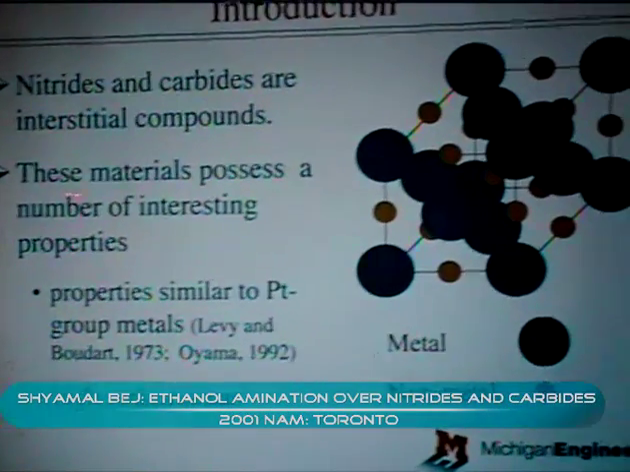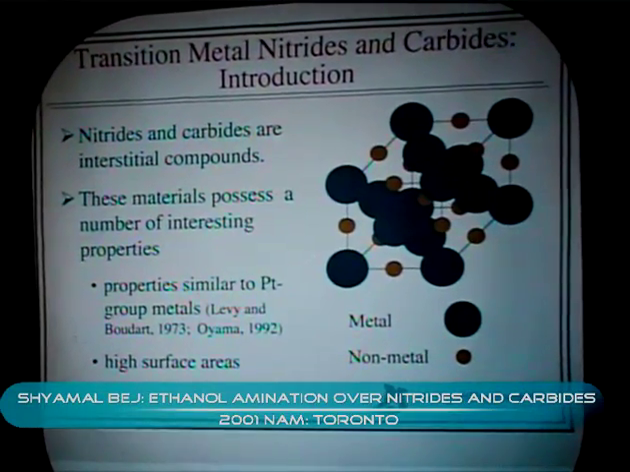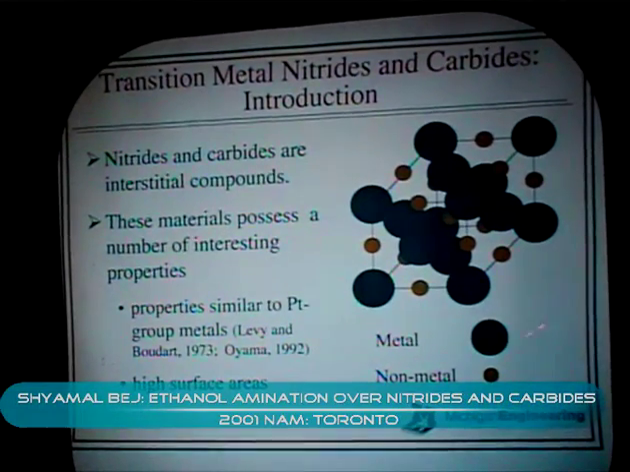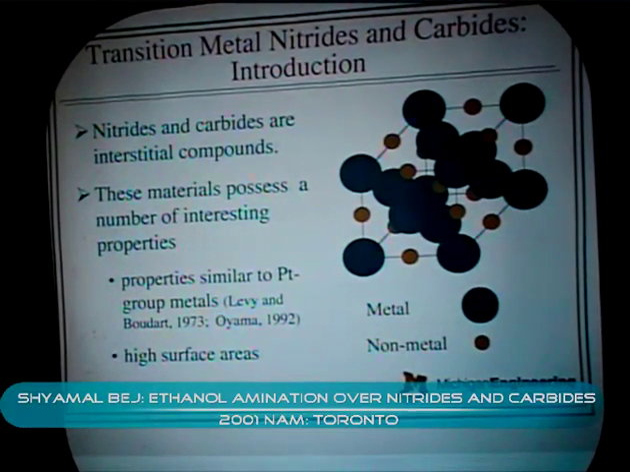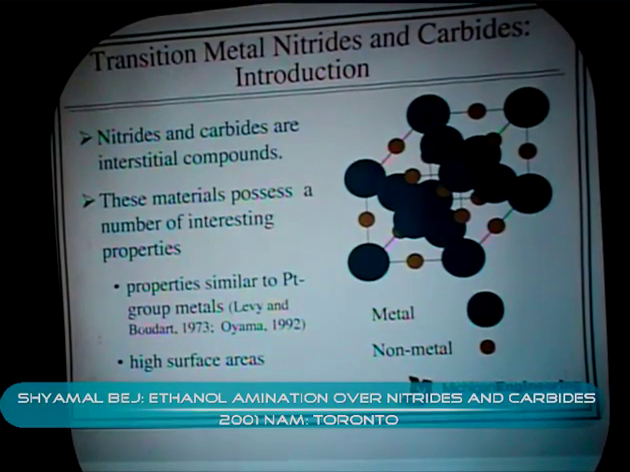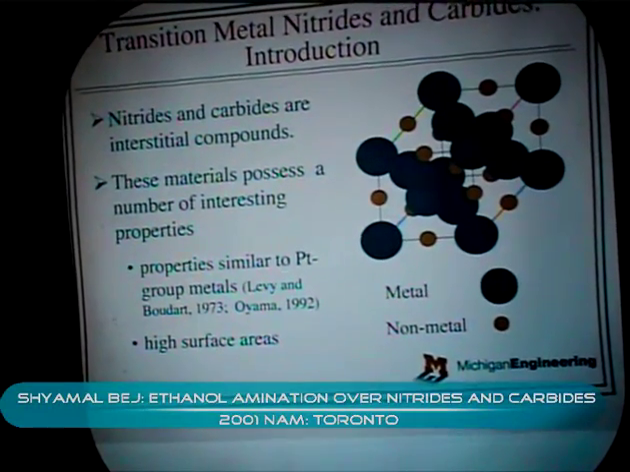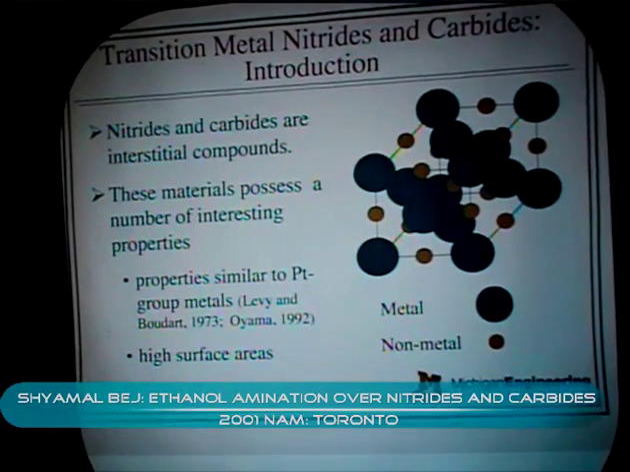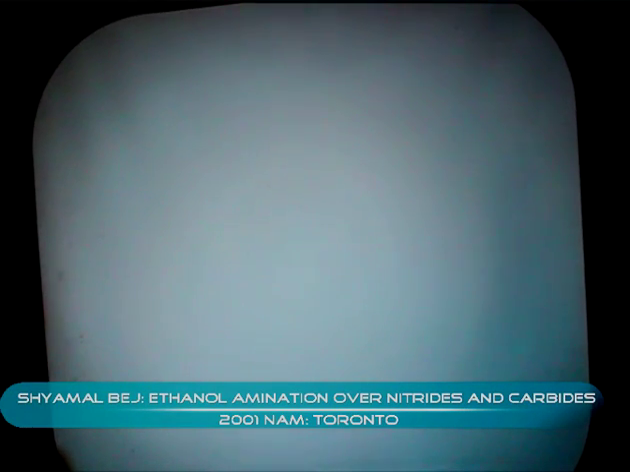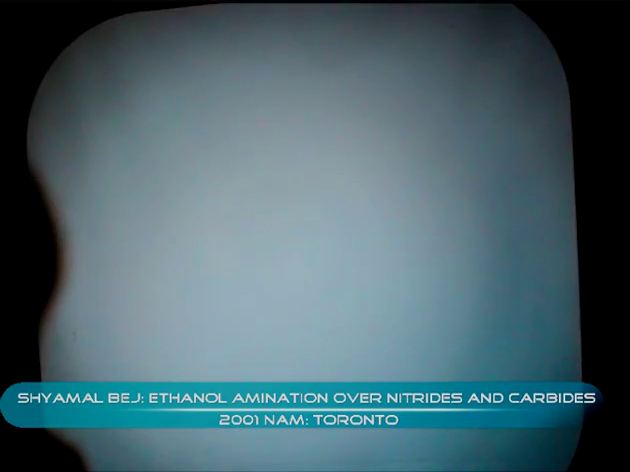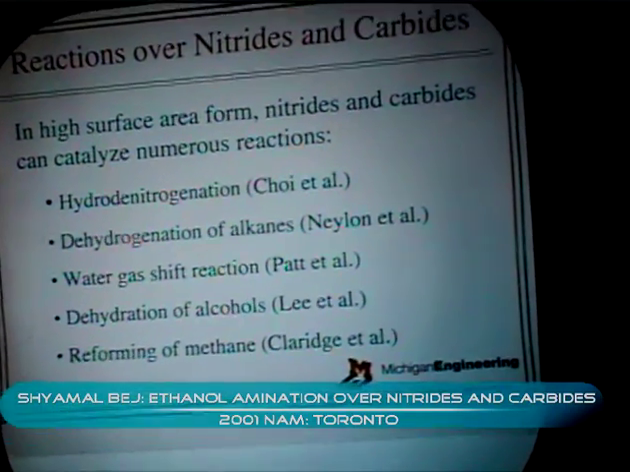Nitrides and carbides are basically a class of interstitial compounds of metal and non-metal. The metals are generally transition metals like molybdenum, tungsten, and titanium, and the non-metal is carbon in the case of carbides and nitrogen in the case of nitrides. These materials have a number of interesting and important properties: they are very similar to platinum group metals, they can be made in very high surface areas, and they are very resistant to sulfur and nitrogen poisoning. As explained earlier, because of these important properties, they are found to catalyze a number of reactions.